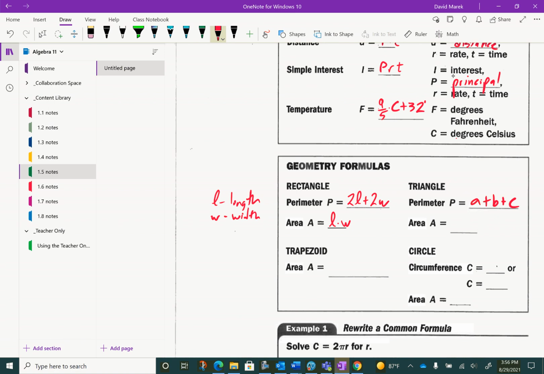Area of a triangle, we have to take 1/2 times the base times the height. And again, base and height have to be two segments that are perpendicular.